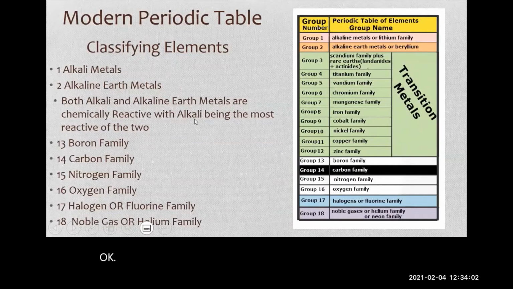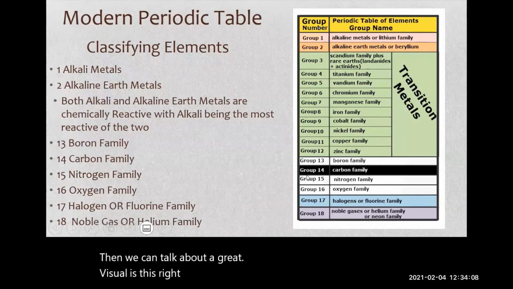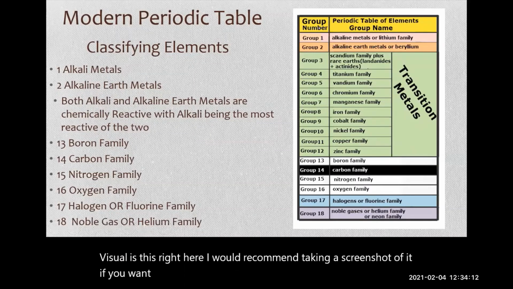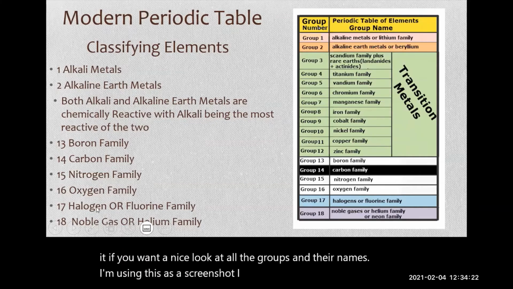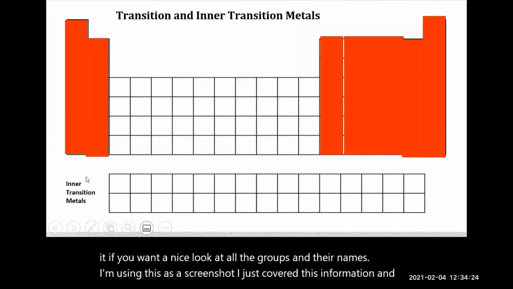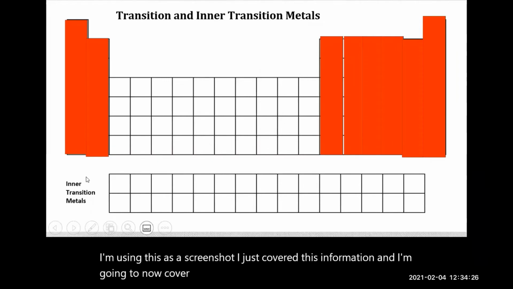Then we can talk about a great visual, this right here. I would recommend taking a screenshot of it if you want a nice look at all the groups and their names. I'm using this as a screenshot. I just covered this information, and I'm going to now cover the naming of the transition and inner transition metals.